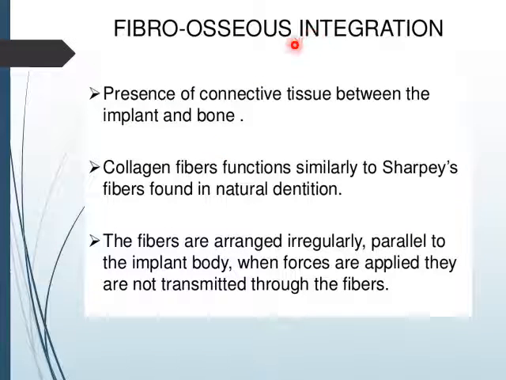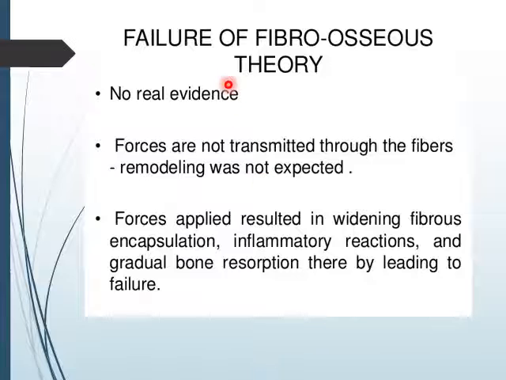Fibro-osseous integration: presence of connective tissue between the implant and bone. Collagen fibers function similarly to Sharpey's fibers found in natural dentition. The fibers are arranged irregularly, parallel to the implant body. When forces are applied, they are not transmitted through the fibers. Failure of the fibro-osseous theory: no real evidence.